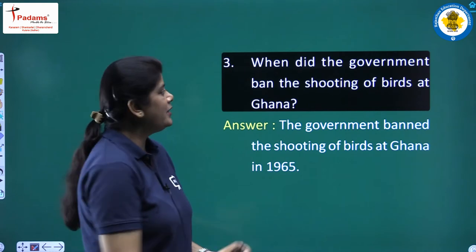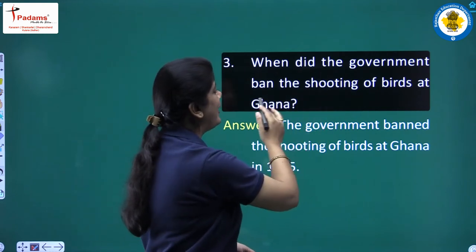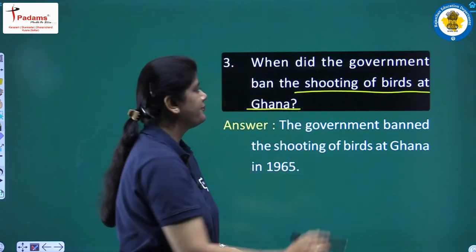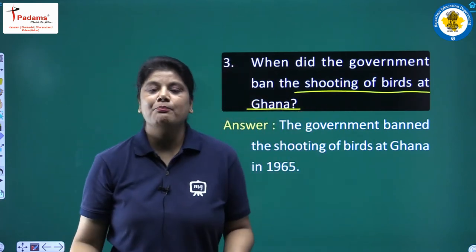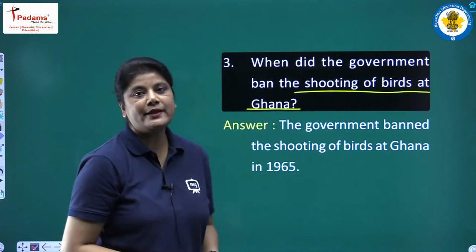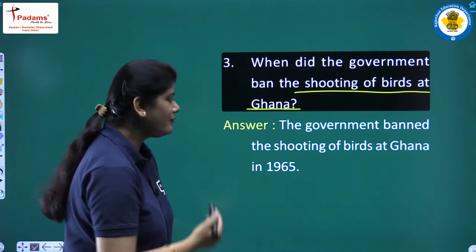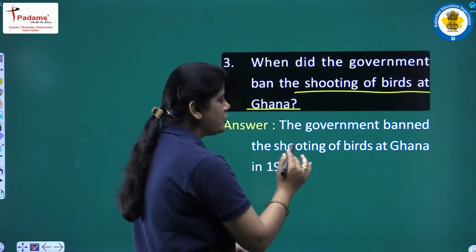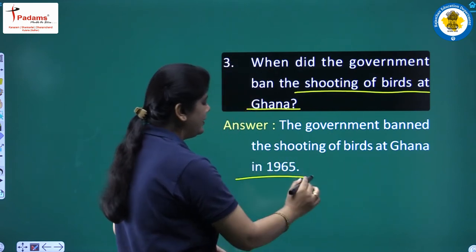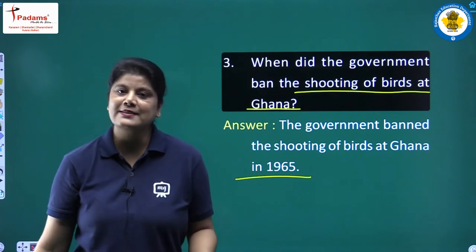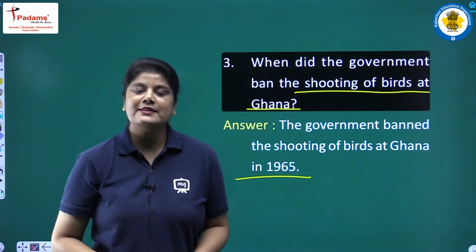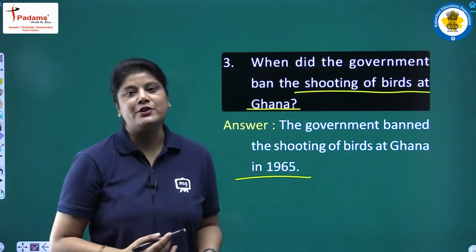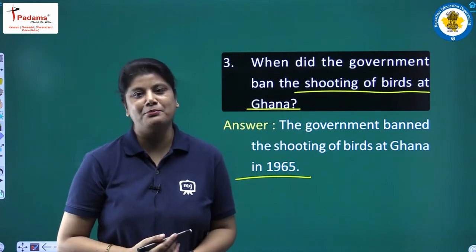Now question number 3. When did the government ban the shooting of birds at Ghana? Government ne shooting of birds kab ban kari thi Ghana mein? Answer is, the government banned the shooting of birds at Ghana in 1965. 1965 mein Ghana mein birds ki shooting ko ban kar diya gaya tha government ke dwara.